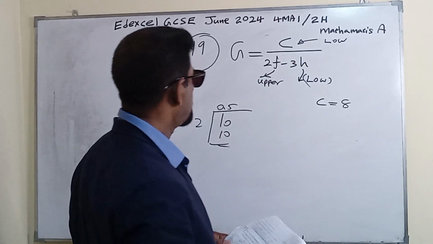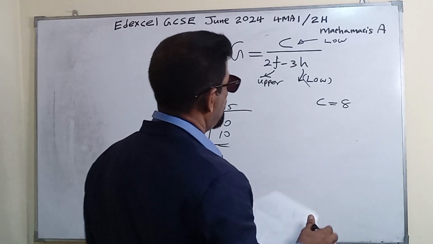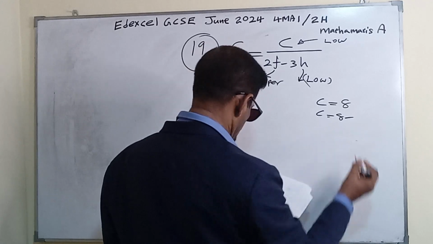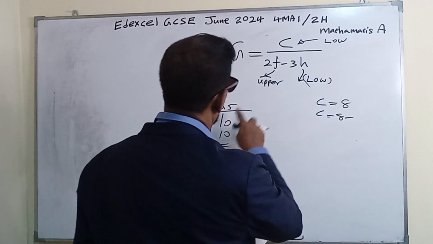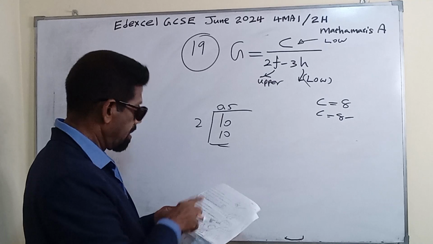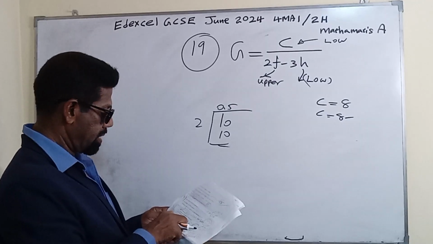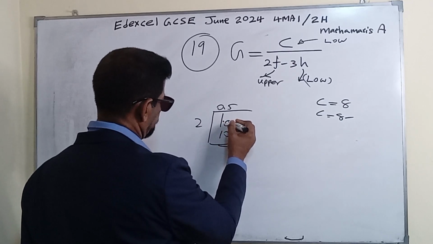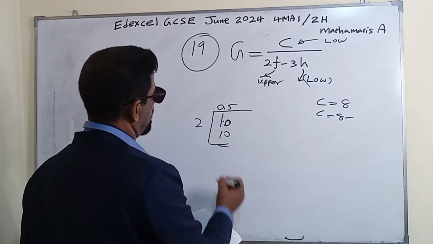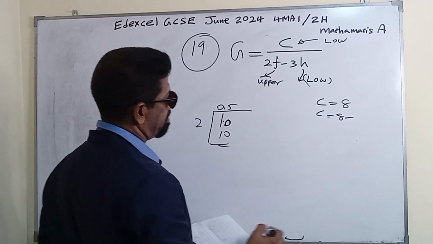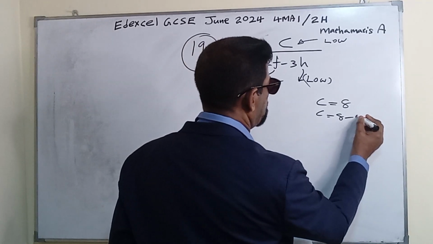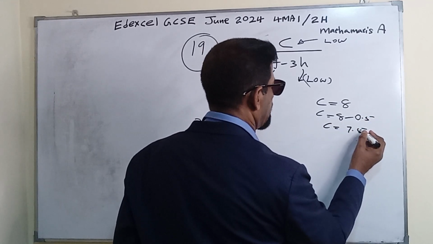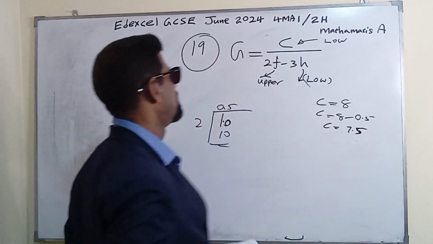So for C lower bound, you take C, 8 minus 0.5. This gave one. Please follow the paper. One, nearest whole number. This nearest whole number means just 1, right? That 0.5. 8 minus 0.5, this method is important, then C substitute 7.5. Very important how to do this.